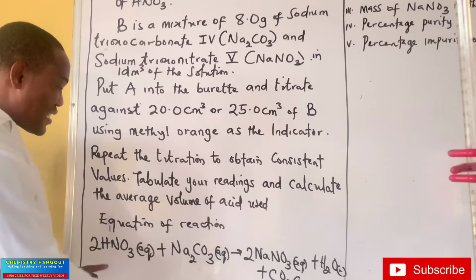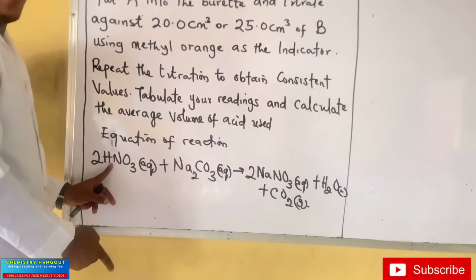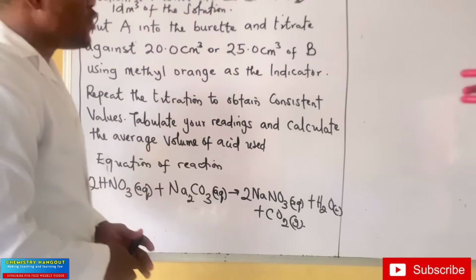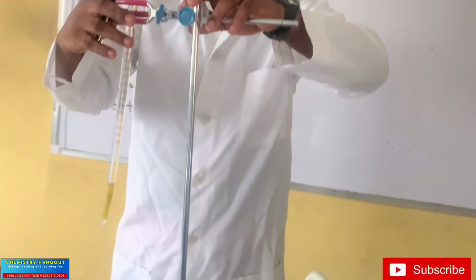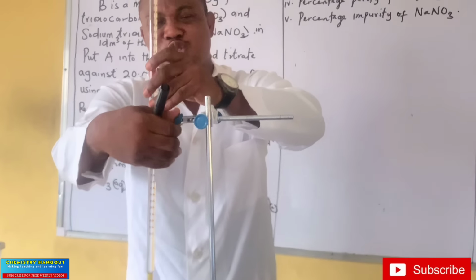So the one that is reacting is the sodium carbonate and the nitric acid, which is the HNO3. So I'll quickly do the titration. We have been doing titration on this channel, and I want to believe that should not give us problem by now. I'll just do 1 or 2 of the titrations.